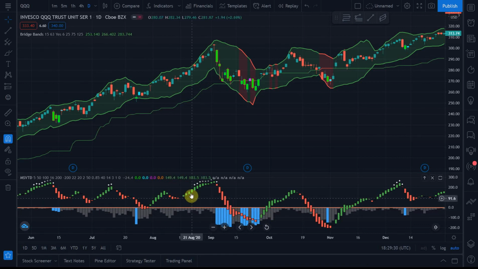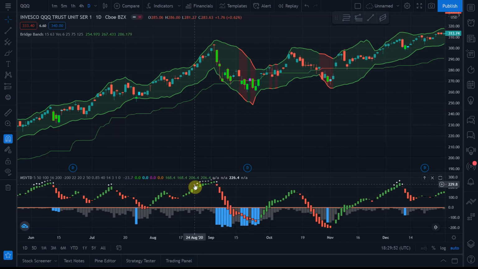The green shows that the momentum is increasing, and the red or orange here shows that the momentum or the trend is decreasing. So over here, for example, it's still in an upward trend. However, that trend is starting to turn over or to reverse.